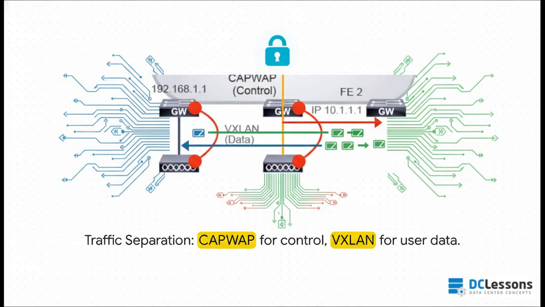Your control traffic still goes back to the WLC through a CAPWAP tunnel. But the user data, that's the big news. It gets sent directly from the AP to the local switch inside a super efficient VXLAN tunnel. No more hairpinning all your traffic back to a central controller. That old bottleneck is gone.